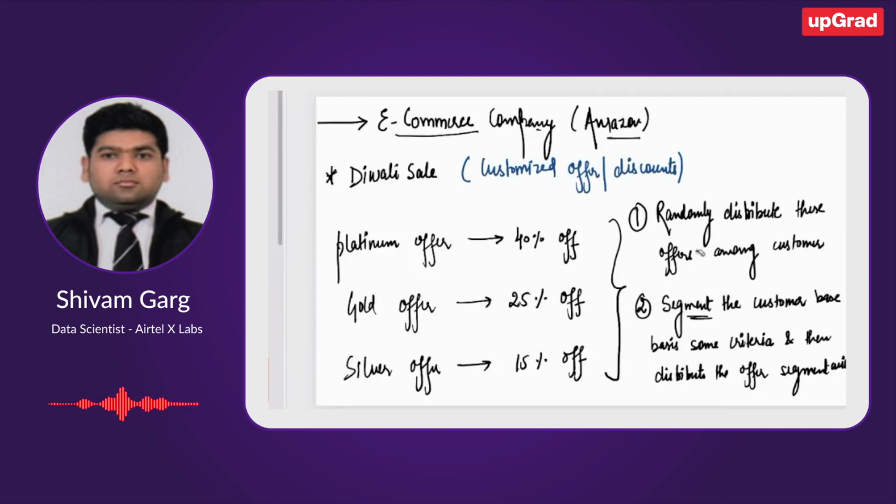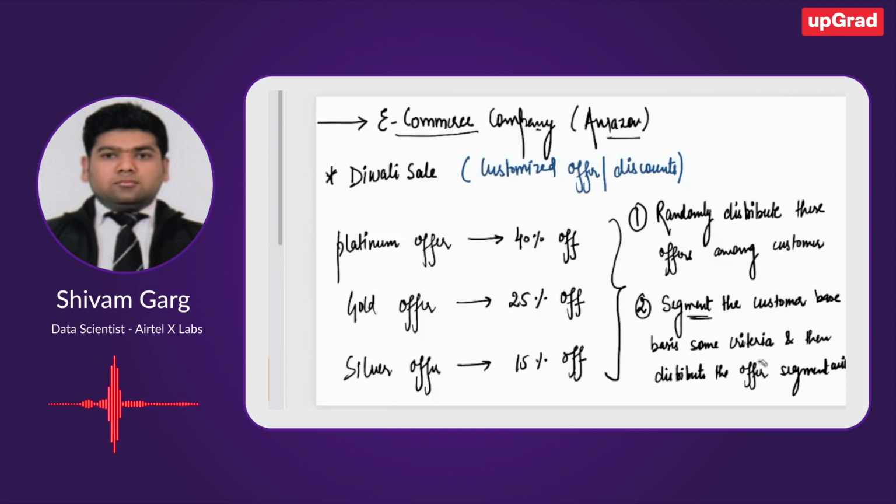So the first one, they randomly distribute the offers among customers. Like Amazon, let's say having a 10 million base, correct? For that 10 million, they randomly pick and distribute the offers among the customers randomly. Okay. The second methodology that Amazon can use is to segment the customer base on the basis of some criteria.